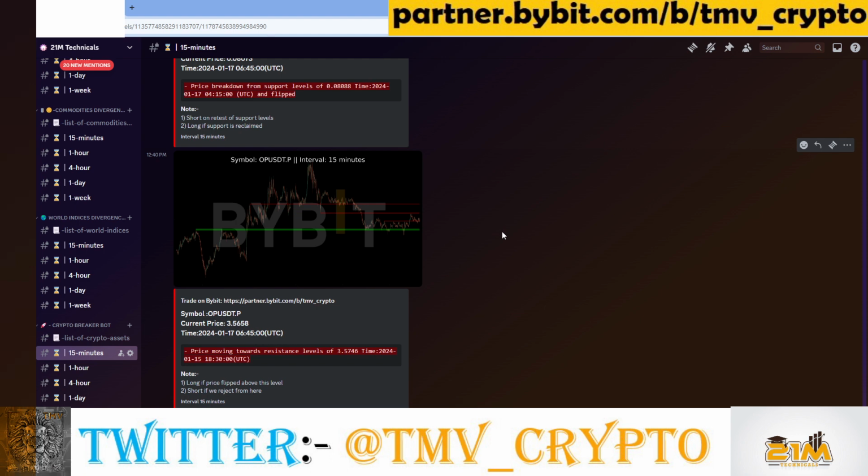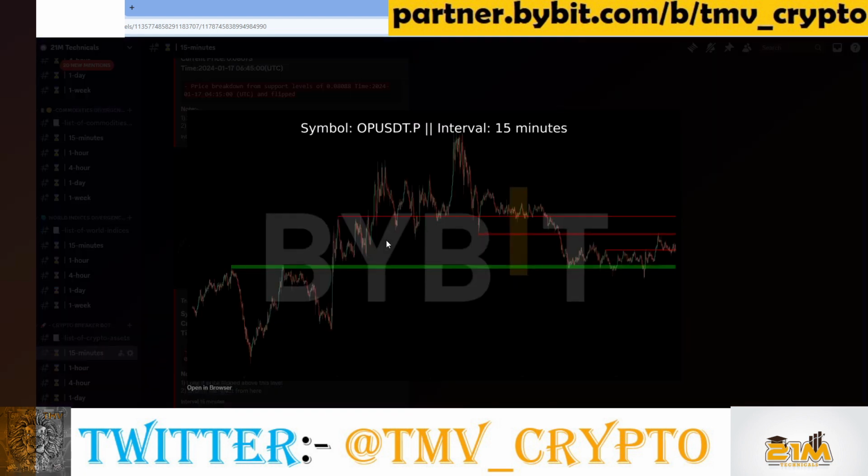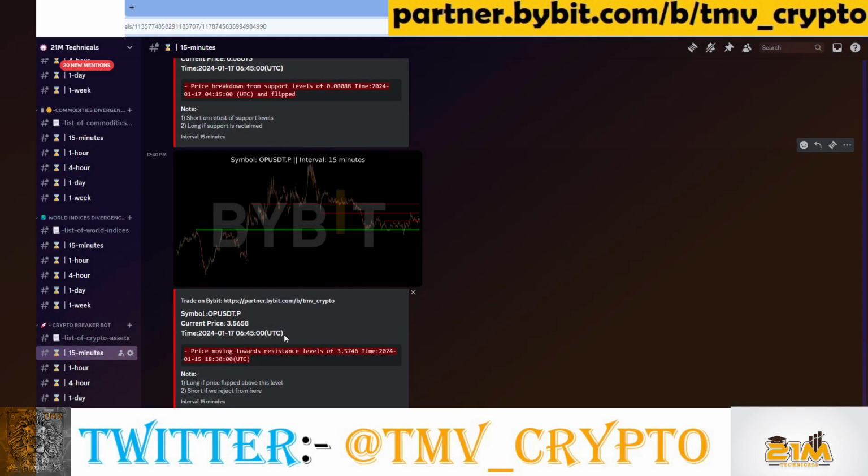This is how the breaker bots are going to help you with the notifications so that you don't miss a beat. Now, what I normally do and how this really helps me: if I see the notification for OPUSD that price is moving toward resistance levels, I simply go to my TradingView. I open this chart and draw the levels as mentioned over here, because these levels are based on UTC time. So just check your TradingView time as well.